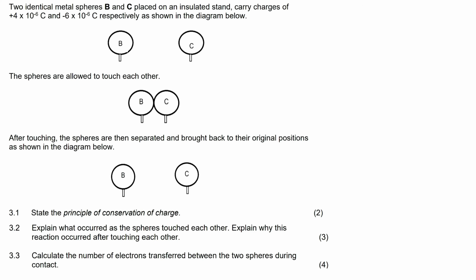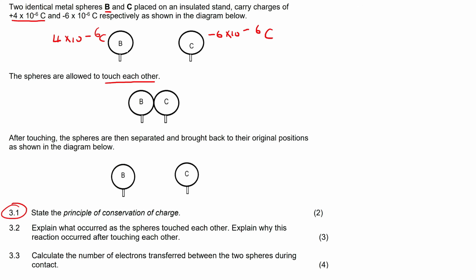Two identical spheres B and C are placed on stands, and they each have a charge of 4 times 10 to the minus 6 and negative 6 times 10 to the minus 6. So which one is which? Well, it says B first, so that means this will be the first one. So B would be, that's when they use the word respectively. So it's going to be 4 times 10 to the minus 6 for this one, and then negative 6 times 10 to the minus 6 coulombs for this one. Okay, now they said that the spheres are allowed to touch each other, and then after touching they are separated and brought back to their original positions.